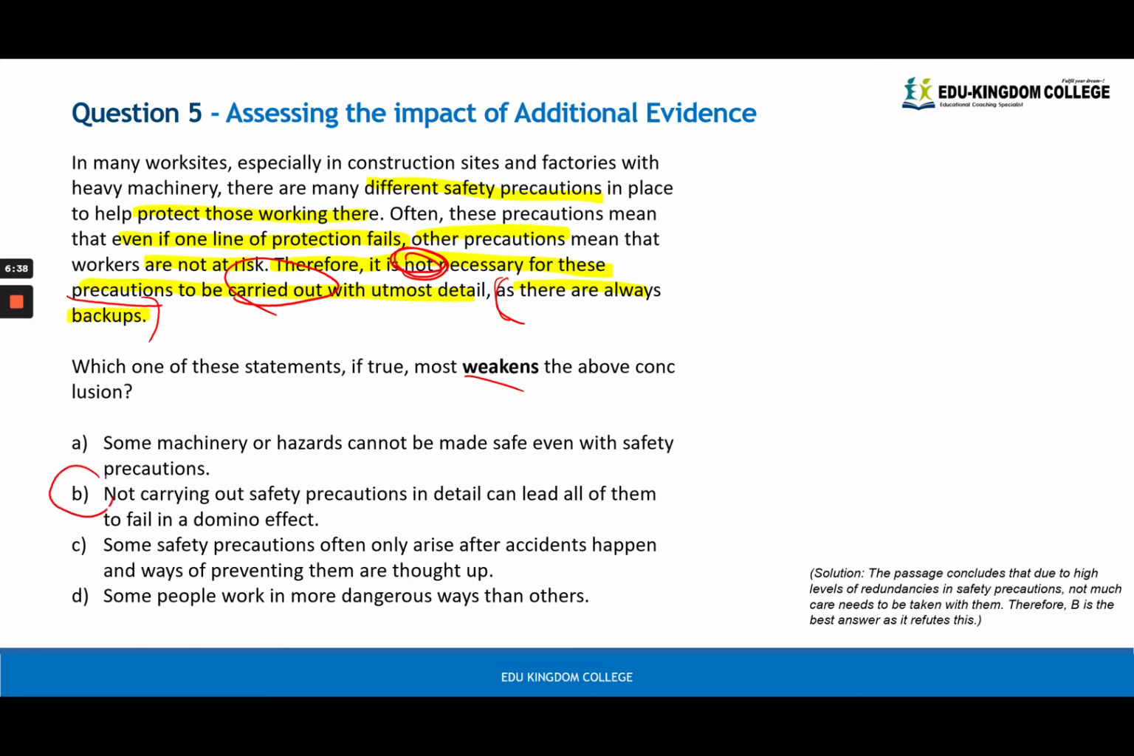The answer is B. Not carrying out safety precautions in detail can lead all of them to fail in a domino effect. This basically shows why, if you don't take care and pay attention to detail in all of these precautions, then there might be havoc, very negative consequences, and that would be a weakening statement here.